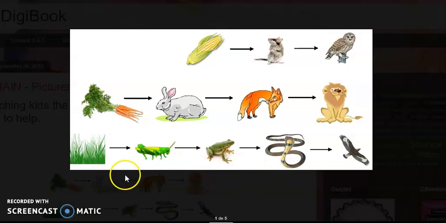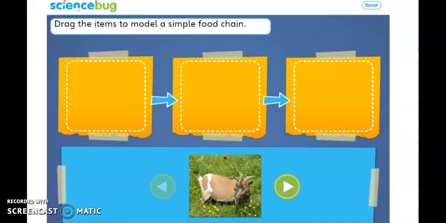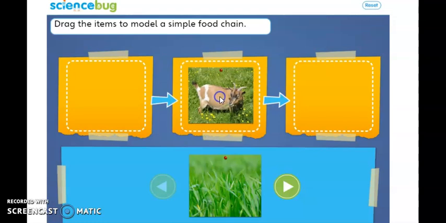Okay, so we are going to try out a simple food chain over here. We want to see if we've understood and we know what we are supposed to start with as the energy flows. Okay, so the main question is: drag the items to model a simple food chain. So where do we put the goat? Do we put it at the beginning or in the middle or at the end? Okay, so the goat will come here at the center.